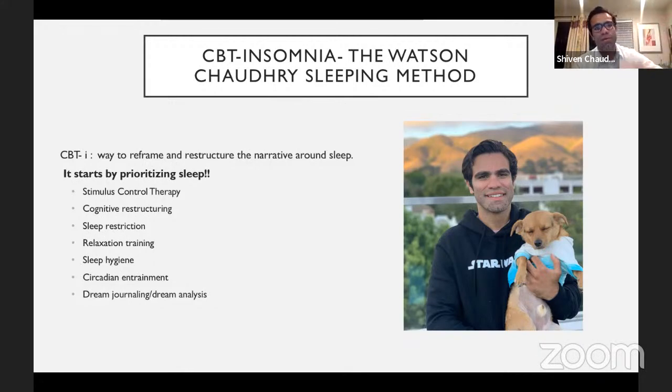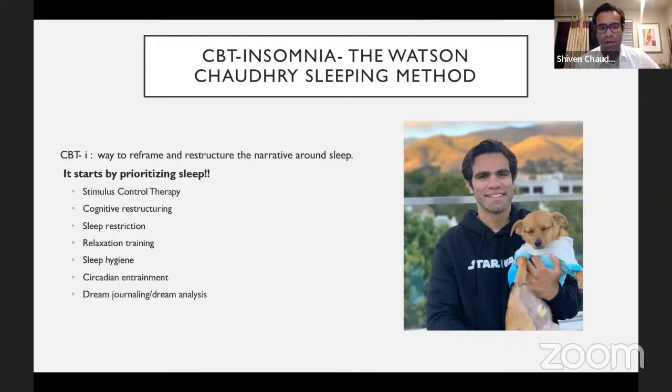I'm not going to go through all these things. There's stimulus control therapy, there's cognitive restructuring, something also called sleep restriction. I'm not going to go into detail, but one thing that's very, very effective is actually sleep restriction, and I know it's counterintuitive. How do you get better sleep by restricting sleep? Well, it's to get them on the schedule of a good sleep, and then shortly in the program you get the number of minutes and hours better. Relaxation training, sleep hygiene, circadian entrainment. But the only thing I'm going to talk about is dream journaling and dream analysis.